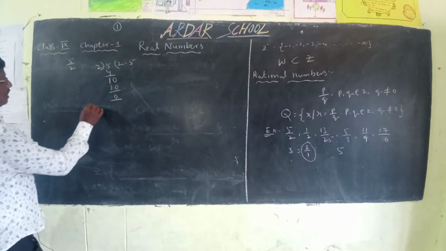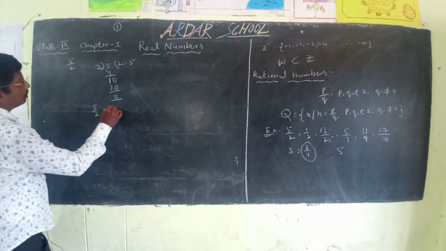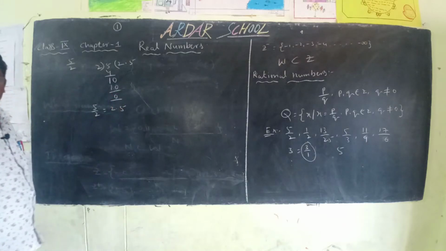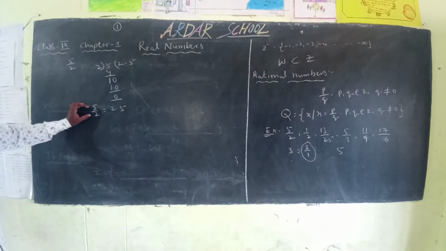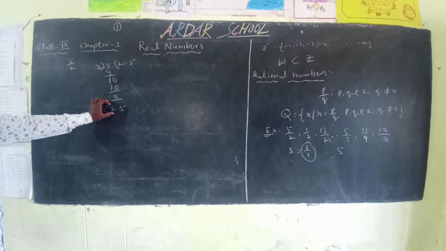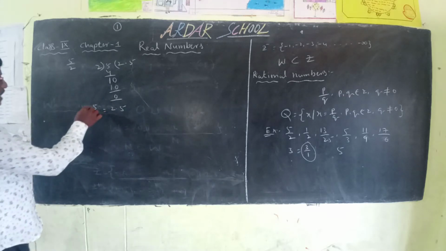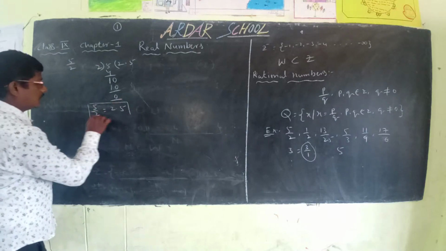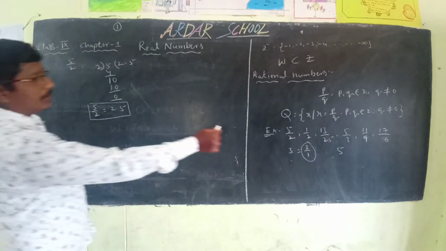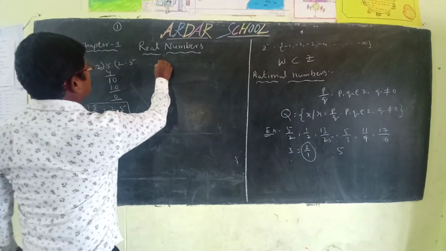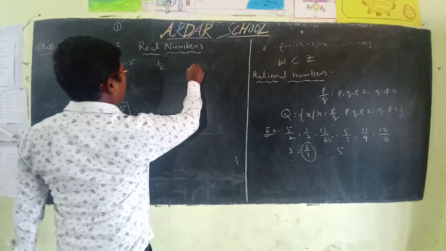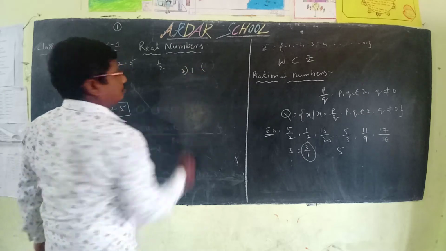What is the answer? 5 by 2 is equal to 2.5. This is the rational form, this is the decimal form. So every rational number can be expressed as a decimal. Next, the second example is 1 by 2. 1 by 2 means 1 is divided by 2.